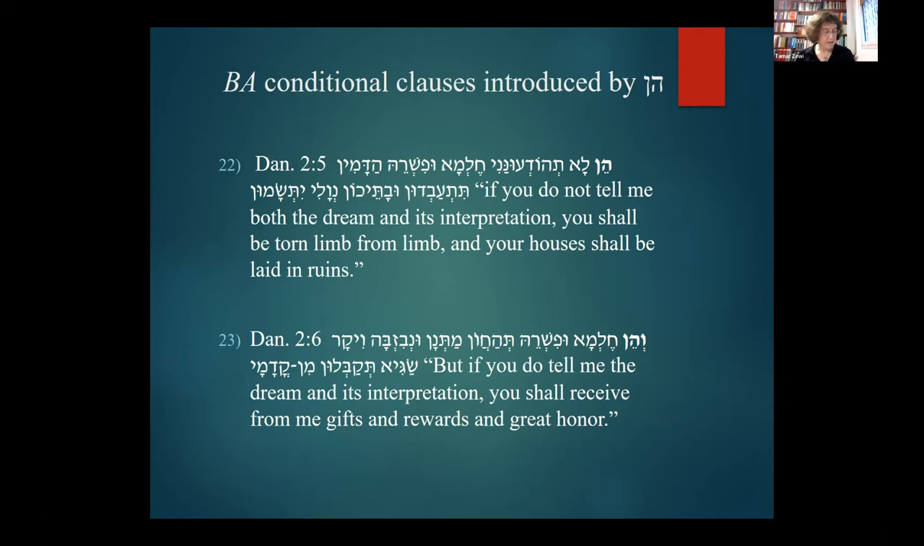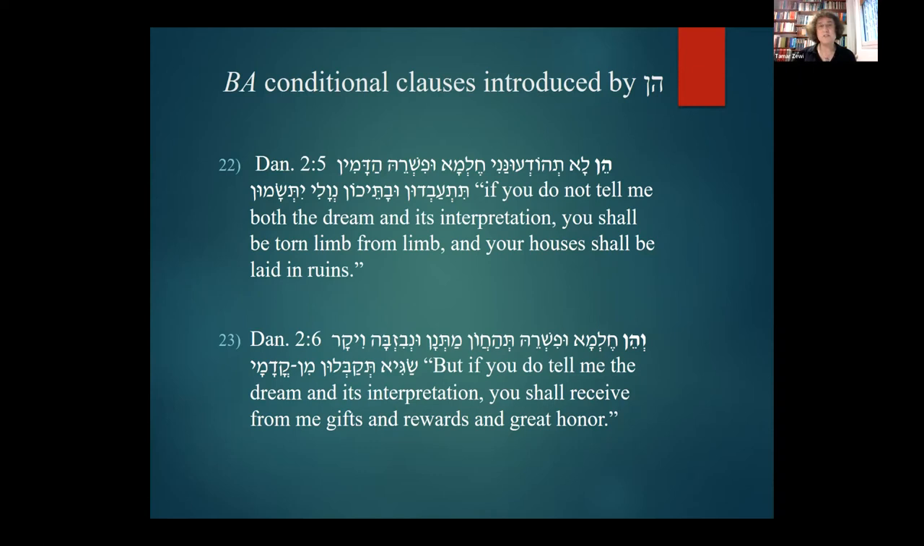And similarly, its contrast in the subsequent verse, 23, Daniel 2:6, והן חלמא ופשרה תהחוון, מתנן ונבזבה ויקר שגיא תקבלון מן קדמי. But if you do tell me the dream and its interpretation, you shall receive from me gifts and rewards and great honor.